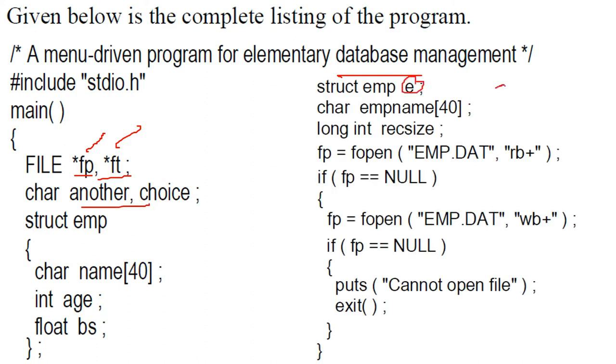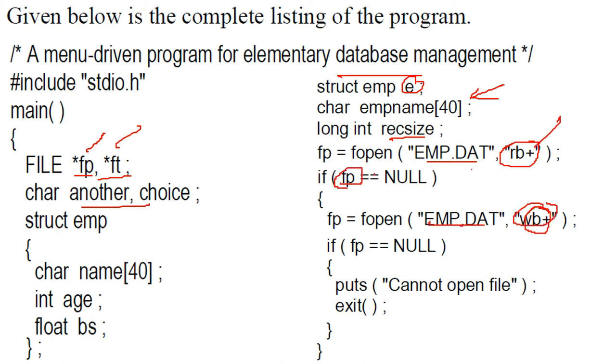We have a character array for the employee name, and we have recsize, the record size. We have opened the file in rb+ mode, read binary and write binary. The first one is emp.dat. The other is also emp.dat, but this is inside it. If it is opened in read binary and fp is null, we will try to open it in write binary.